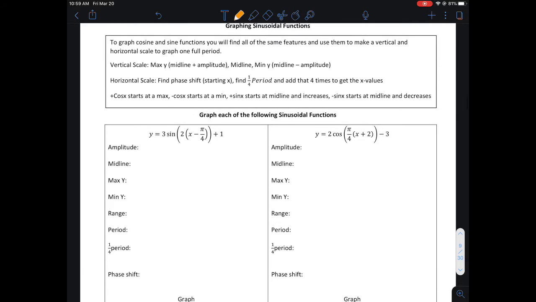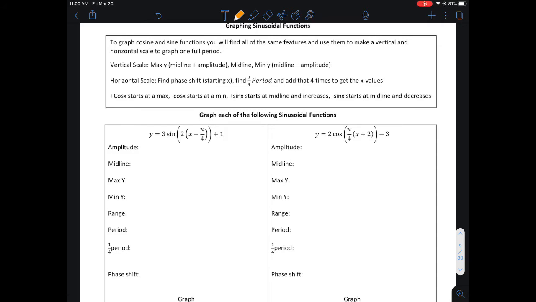Now, when it comes to graphing our trig functions, we want to make this vertical and horizontal scale. I made out a long list of things, and this is the process that you go through in order to graph it. I don't necessarily have to fill all these things out, but it makes it very helpful.